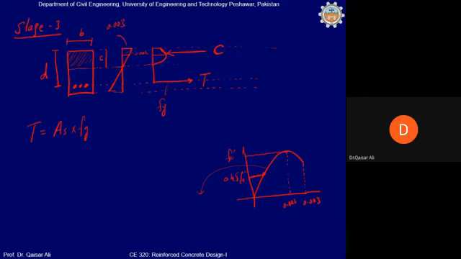Usually the equation used for this curve is fc = fc prime [2 e/e naught − (e/e naught)²]. This is the simple equation proposed by Hognestad, in which e naught is 0.002 and e is any strain value. So if you put any value of strain here, you can calculate the value of stress corresponding to that strain value. Clear?